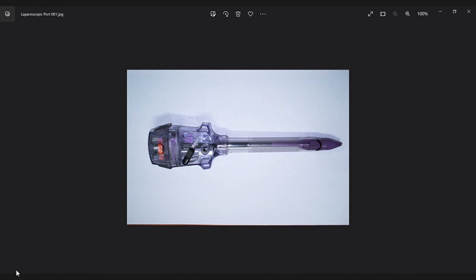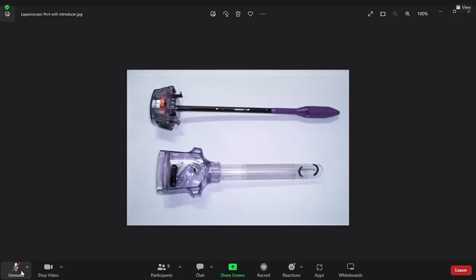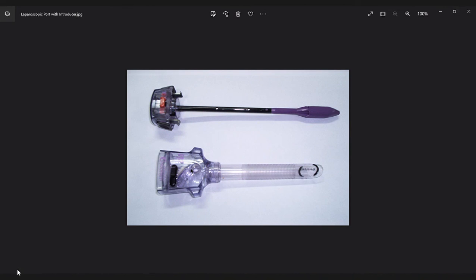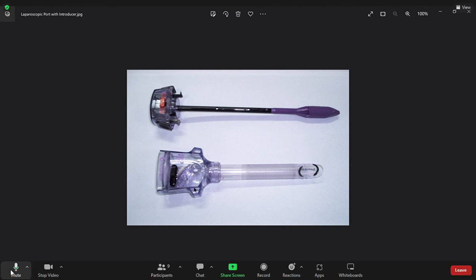Anybody? What do we connect to this little round opening right here? That's right. There's a tubing which just screws onto here. Here we can pump carbon dioxide in under low pressure into the peritoneal cavity to maintain a pneumoperitoneum, so we have space to operate. How many of these would we use for a routine laparoscopic cholecystectomy?